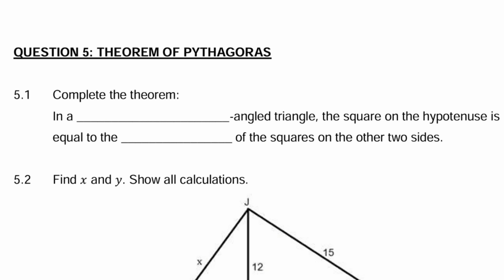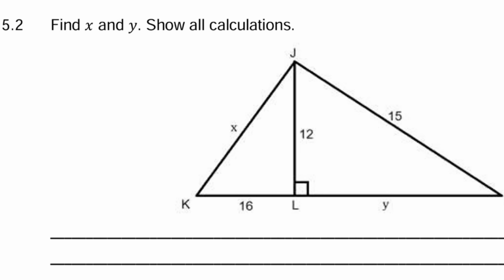Question 5 deals with the theorem of Pythagoras. Okay, and it says complete the theorem. The theorem of Pythagoras only works in a right-angled triangle. So if you look at the question, it says complete the theorem in a what angled triangle? The answer there is in a right-angled triangle. The square of the hypotenuse is equal to the sum of the squares on the other two sides. 5.2, find x and y, show all calculations.